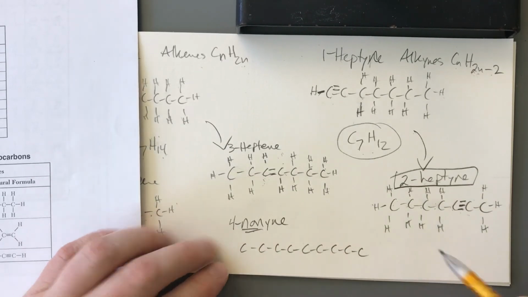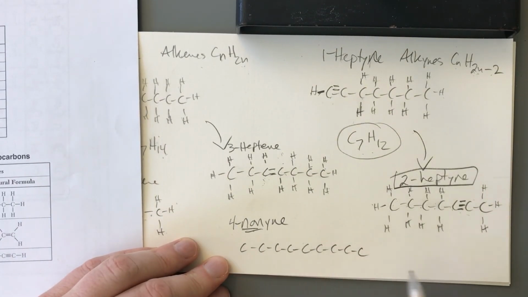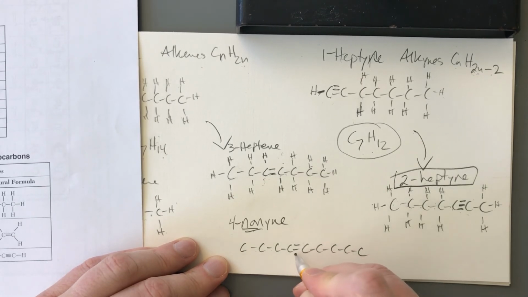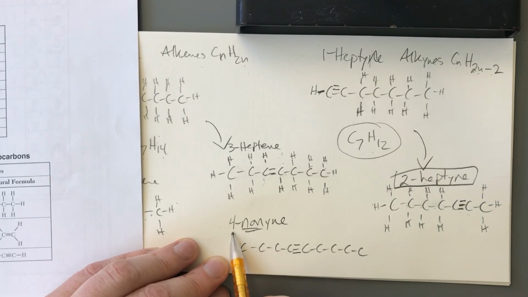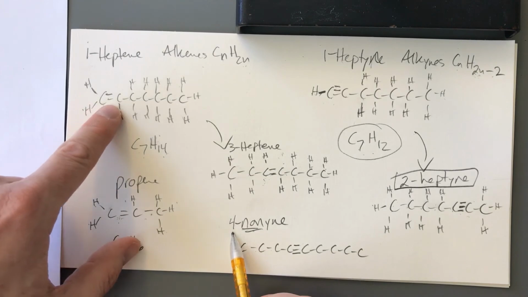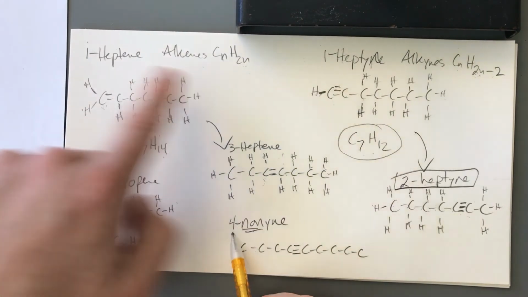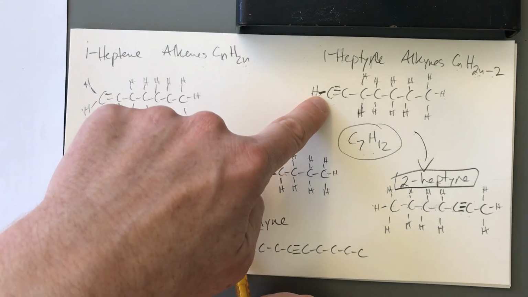It's after the fourth. It doesn't matter if I count left or right. I just have to go to the fourth carbon in. It's easier just to go left and right. 1, 2, 3, 4. That means it starts on the fourth carbon. Okay, so the fourth carbon in is where it starts. That number tells you where the triple bond starts. So for example, we did 1-heptyne first because the triple bond started on the first carbon.